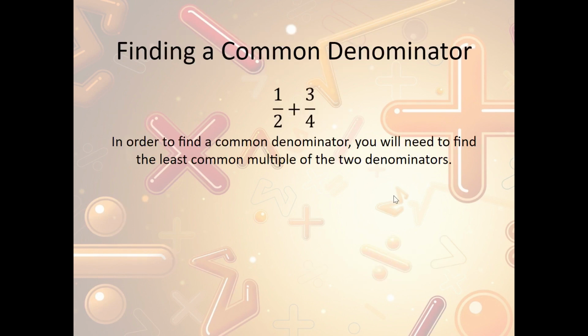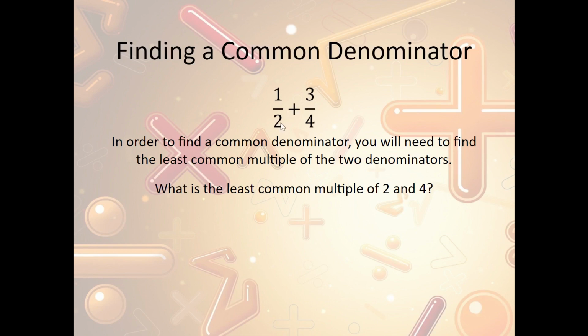Now how do we find a common denominator? So what happens if the denominators don't match? Like this, we have 1 half plus 3/4. Well, we need to find a common denominator by finding the least common multiple of the two values. So we need to find the least common multiple of 2 and 4 in this case.